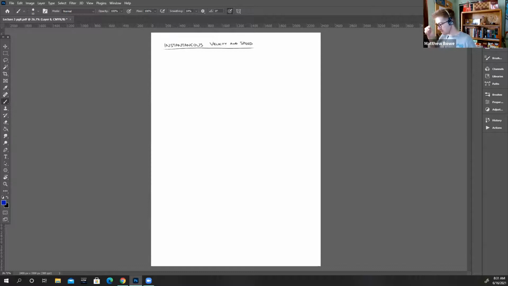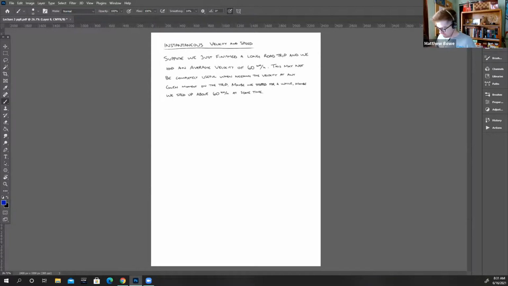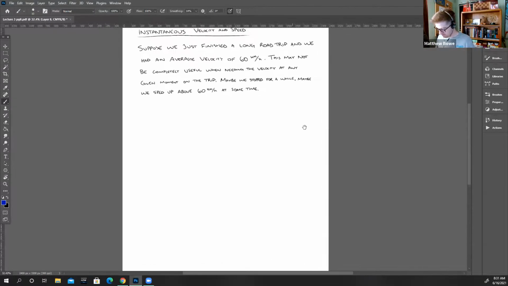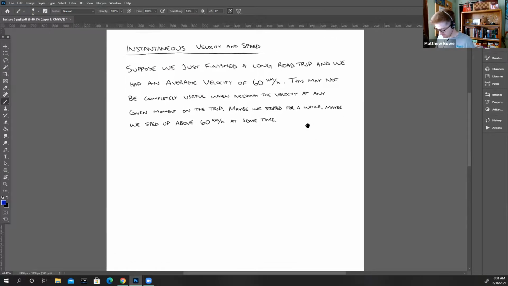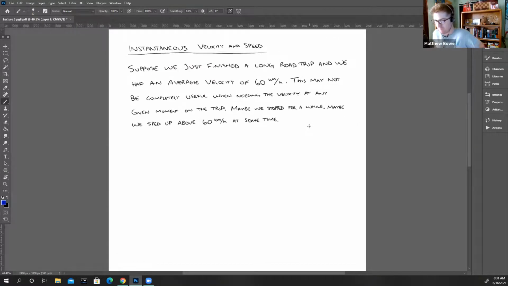Instantaneous velocity and speed. So this is, you could think of it as the dog example, or you could think of it as maybe a long road trip. And we have an average velocity, as the thing we've just done. We have an average velocity of 60 kilometers per hour.